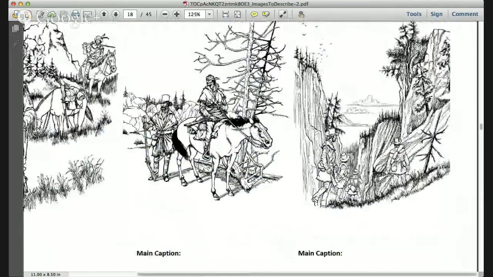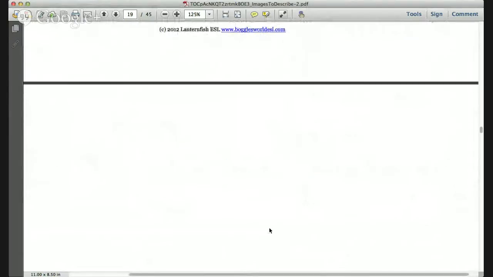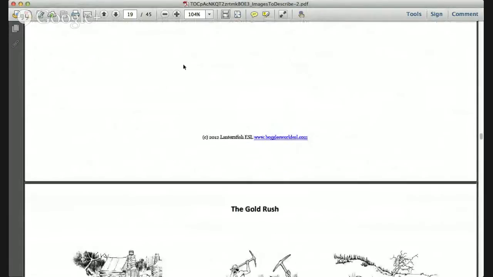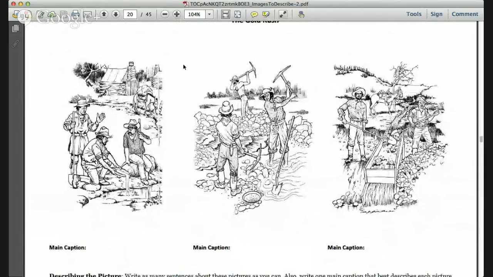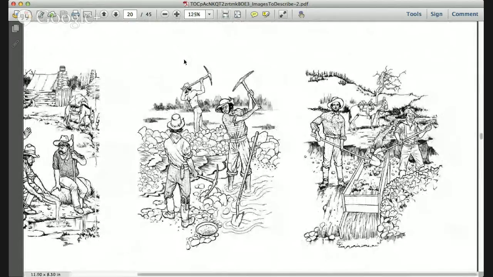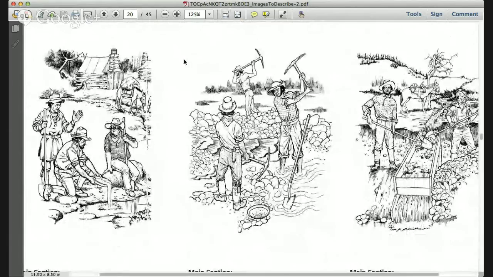And Patricia, if you're ever able to speak, just tell me, okay? Okay. Let's find one for you. Okay. Oh, it's empty. Okay. Ah, the gold rush. Okay. Another one. The first picture.